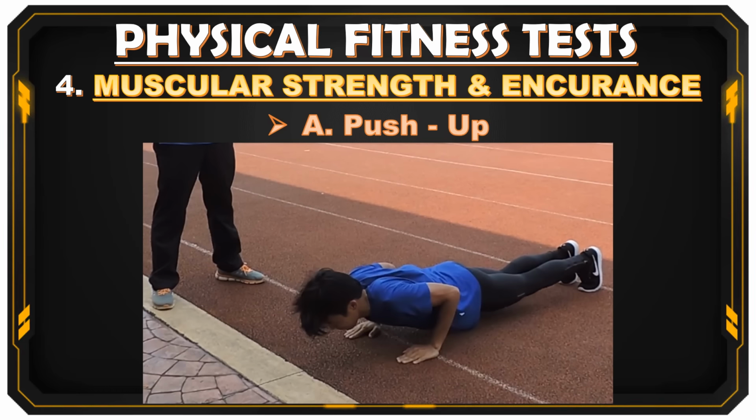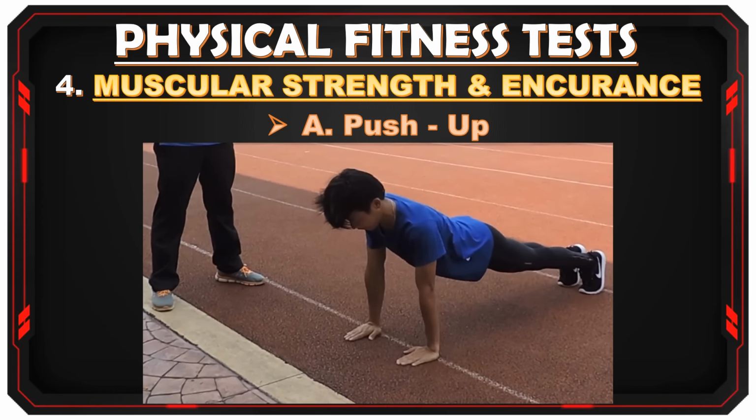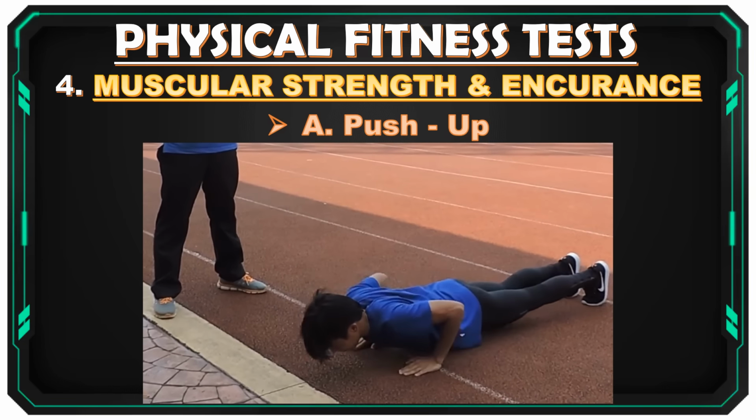For boys, straighten the arms, keeping the back and knees straight. Then lower the arms until there is a 90-degree angle at the elbows. Upper arms are parallel to the floor.